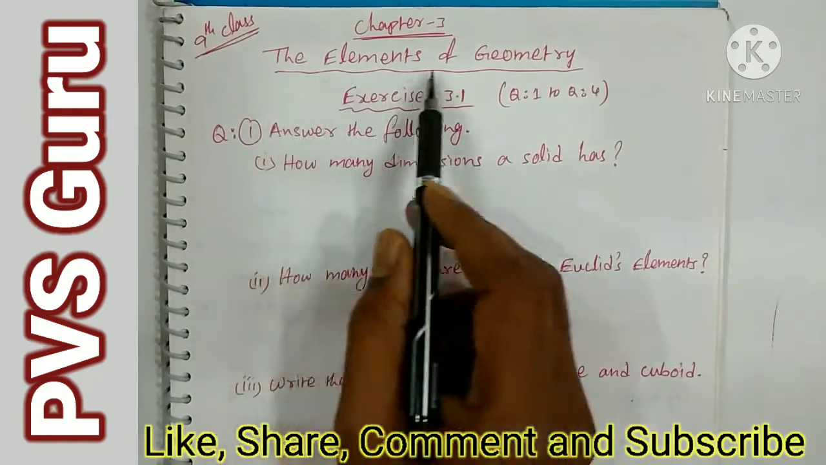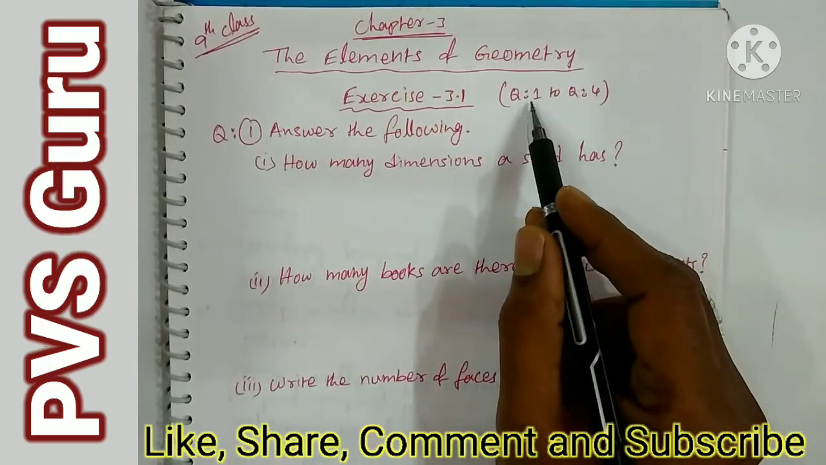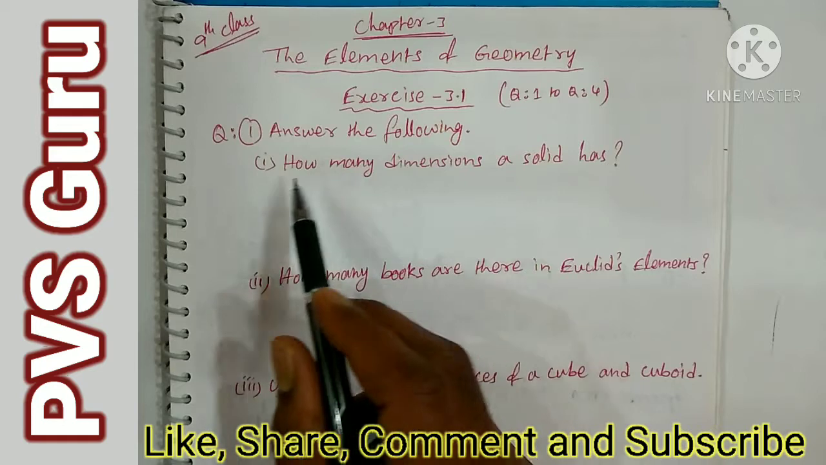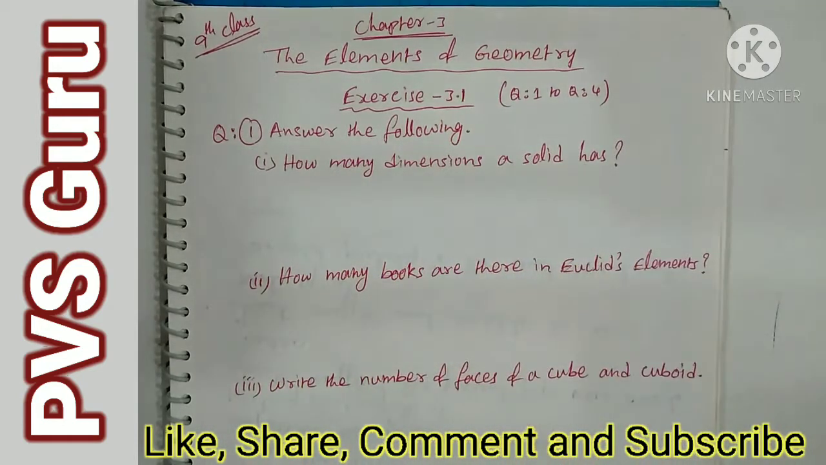Chapter 3, the elements of geometry, exercise 3.1. In this video we have to discuss question number 1 to question number 4. First question, answer the following. First bit, how many dimensions does a solid have?